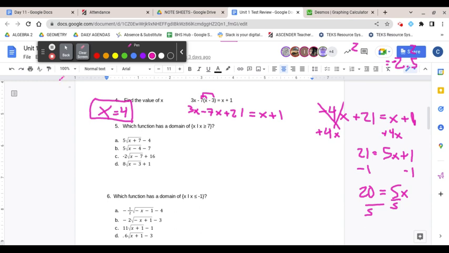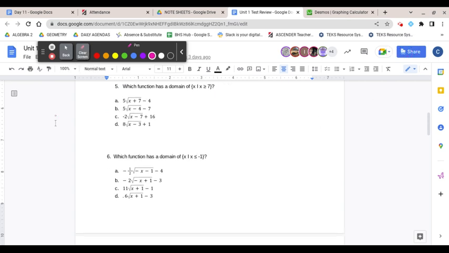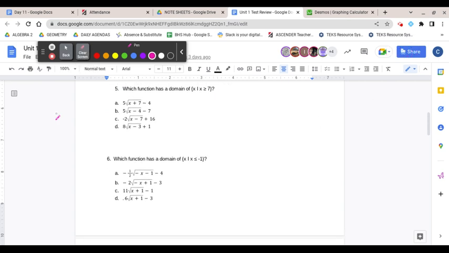All right, next one, number 5. This is a key one right here. We could do this one 2 different ways. The easiest way is we can graph all 4 of these functions in Desmos and see which one works. So we need to see a domain of x being greater than or equal to 7. Okay, x being greater than or equal to 7. And notice we have square root functions right there, so that might be a little bit of a clue.